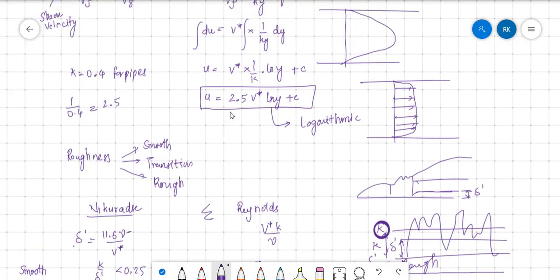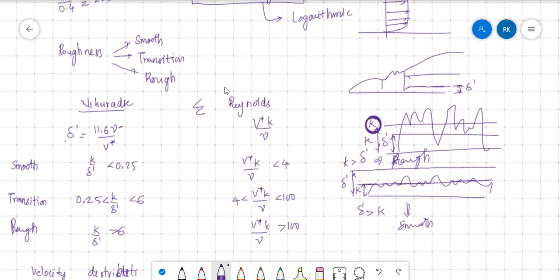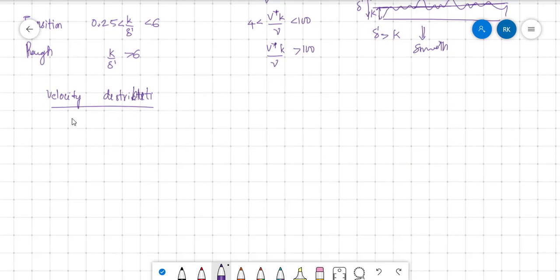So this one, u is equal to 2.5 V star log y plus C. This is the velocity distribution we have seen. In terms of friction factor, also the velocity distribution can be derived, but we don't need the derivation. Just remember this distribution formula: (u minus V) by V star is equal to 5.75 log y by R plus 3.75. So this is the velocity distribution.